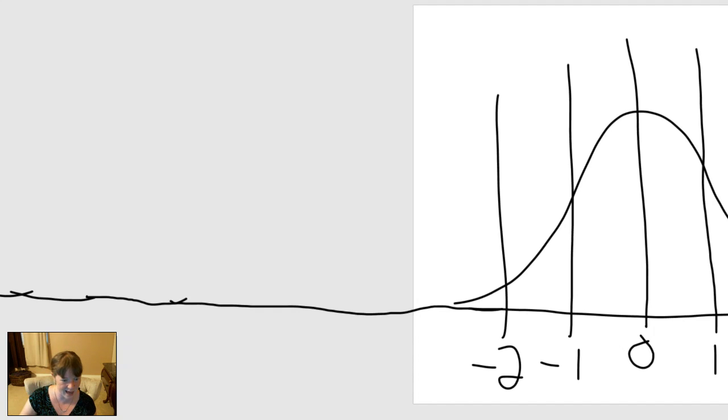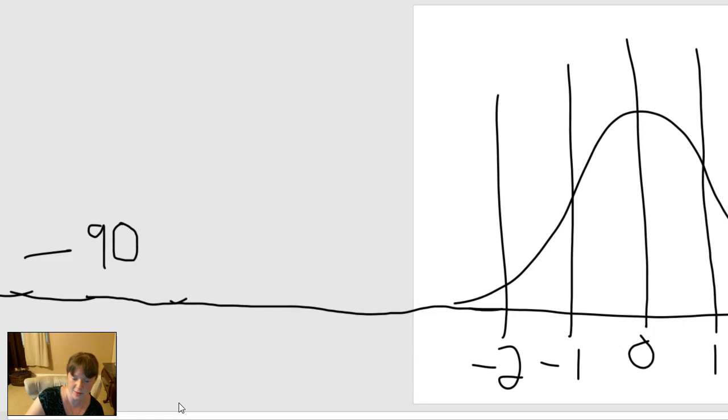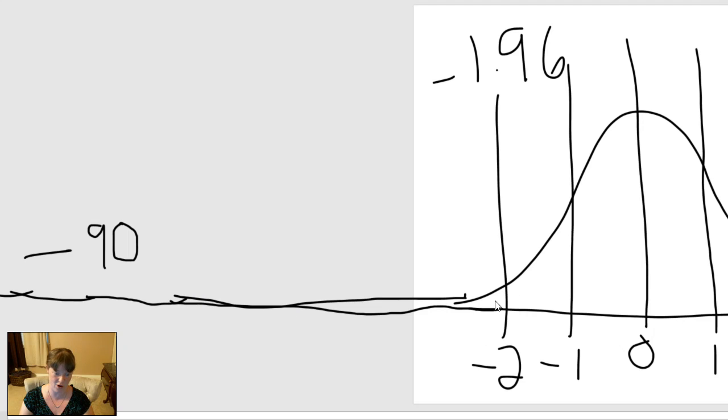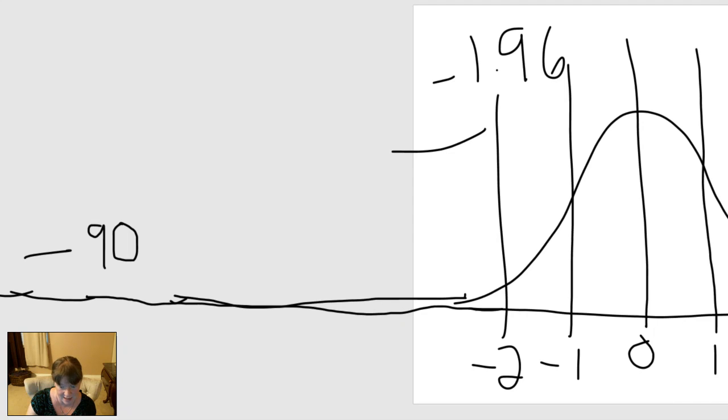Negative 90 would be somewhere over here in extreme land, right? And if my critical value below here is negative 1.96, is negative 90 extreme? Why, yes, it is. This is definitely in this extreme area of rejection. Whoa, that is way below the critical value. Reject the null hypothesis. Negative 90 is super improbable.